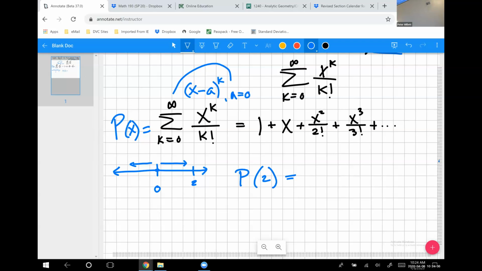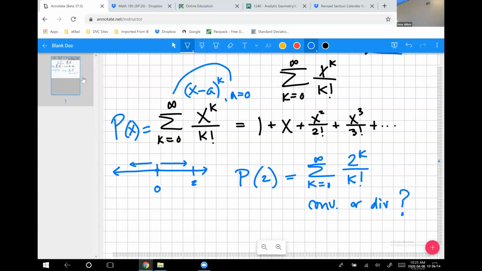So p of 2 would be the summation as k goes from 0 to infinity. Now let me just point out, I'm writing this in blue because this is not how to do this problem. This is just to understand why we do what we're going to do when I do the problem for you. So if I had plugged in a 2 into this thing, then I would get 2 to the k over k factorial, and I would be asking in Chapter 8, does that converge or diverge?